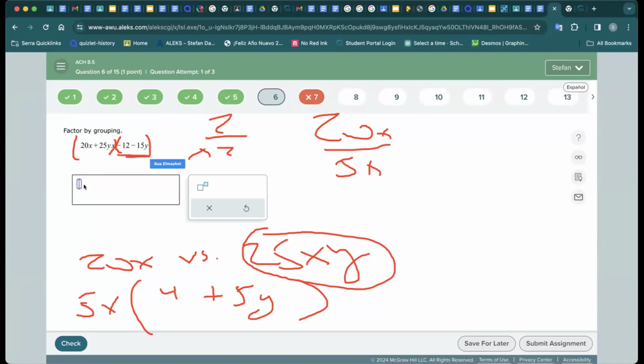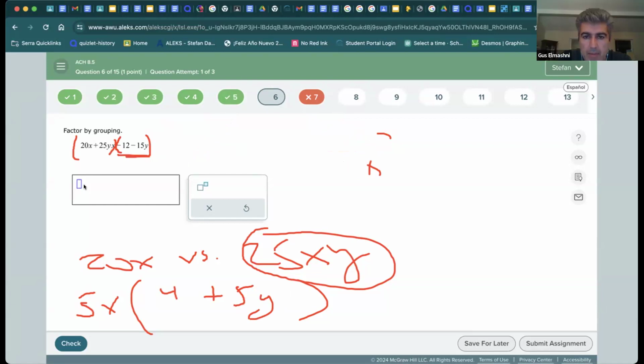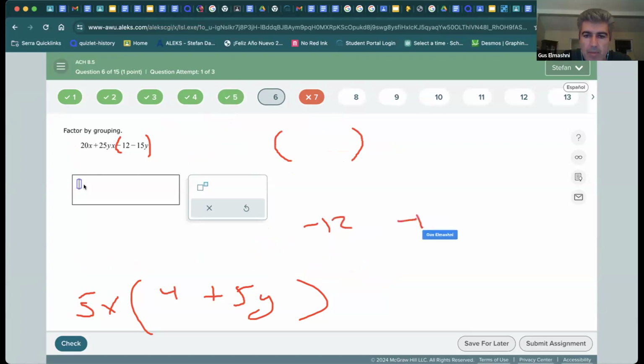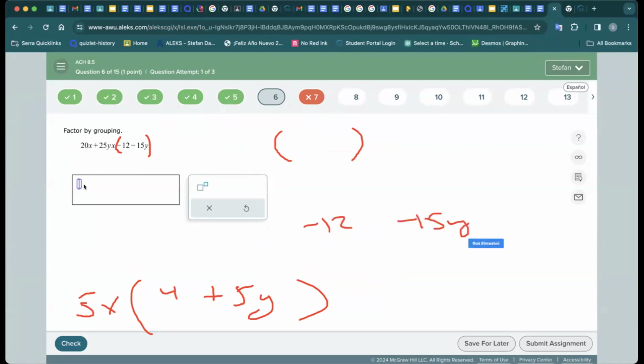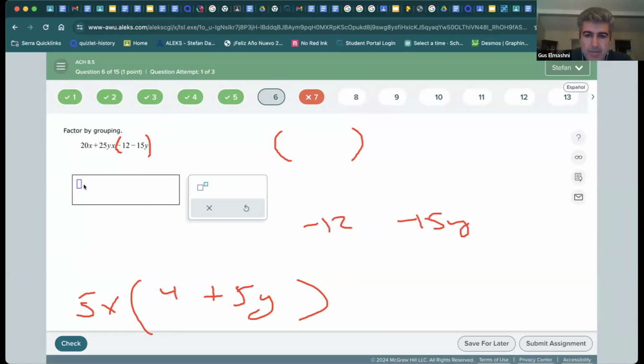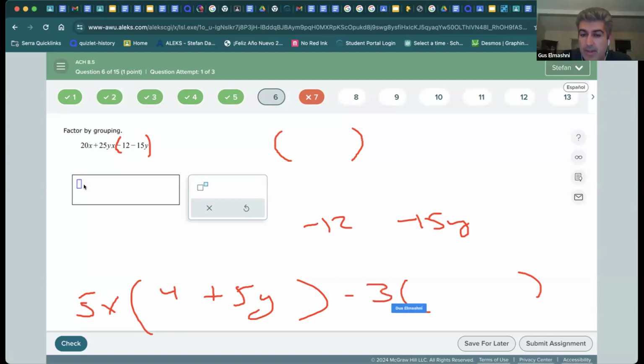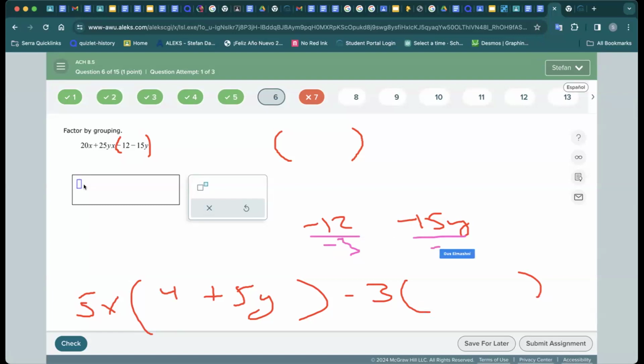So figure out what to take away from the second group. Look at what they have in common. Okay, so you have negative 12 and negative 15y. What do they have in common? Negatives. They're both 3. Good. I like that. So now your goal is to divide each of these by negative 3. Divide that by negative 3 and divide that by negative 3.